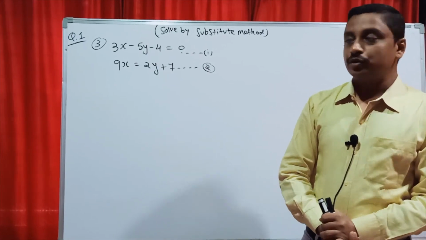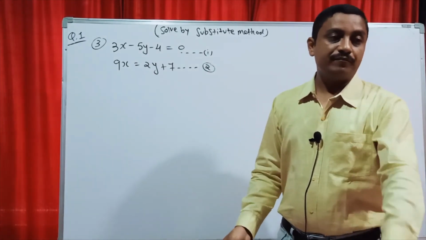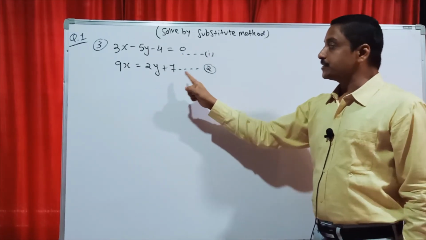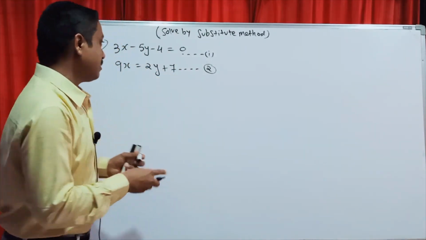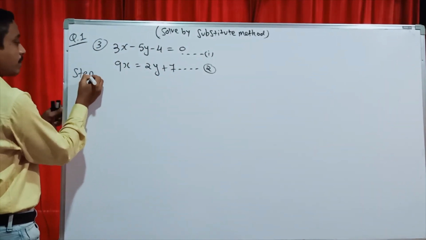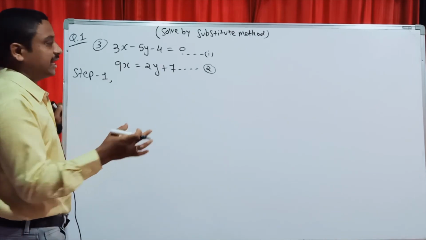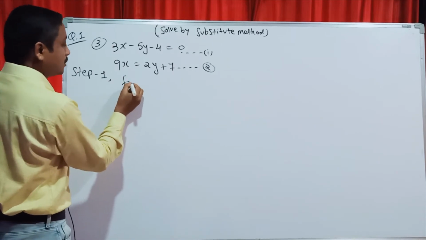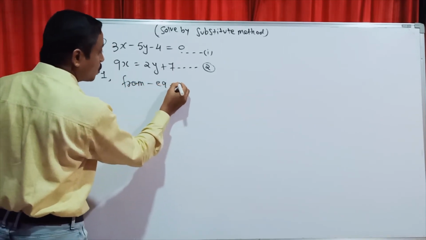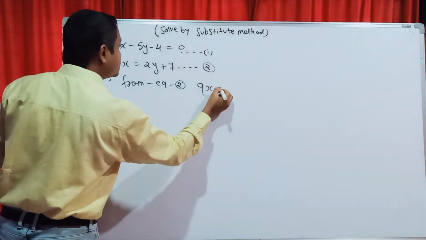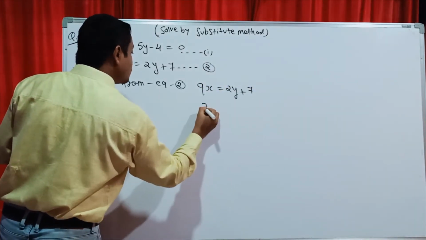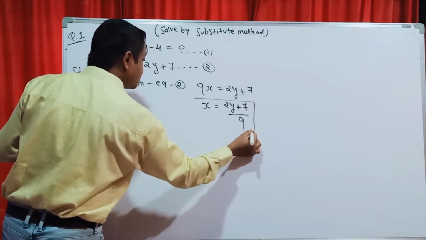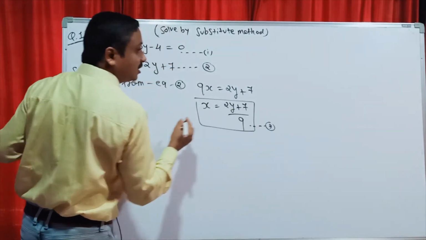Now continue, students, slowly. Question number 3. Yes, now the third question: 3x minus 5y minus 4 equal to 0 and 9x is equal to 2y plus 7. The same applies, students. Step 1: any one equation you utilize, first or second. Now students, this time I utilize the second one. So from equation number 2, what is it? 9x is equal to 2y plus 7. So x is 2y plus 7 by 9. Yes, this equation I am taking as the third.